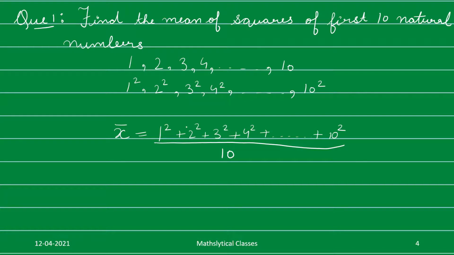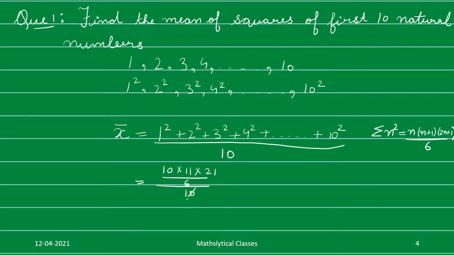So we'll find out this sum. Now we have one formula to calculate the sum of the squares of n numbers. The formula is given by n into n plus 1 into 2n plus 1 by 6. We'll use this formula to calculate this sum. So here n is 10. So it's equal to 10 into 10 plus 1, which is 11, multiplied by 2n plus 1. 2 multiplied by 10 is 20, 20 plus 1 is 21, divided by 6 and whole divided by 10.